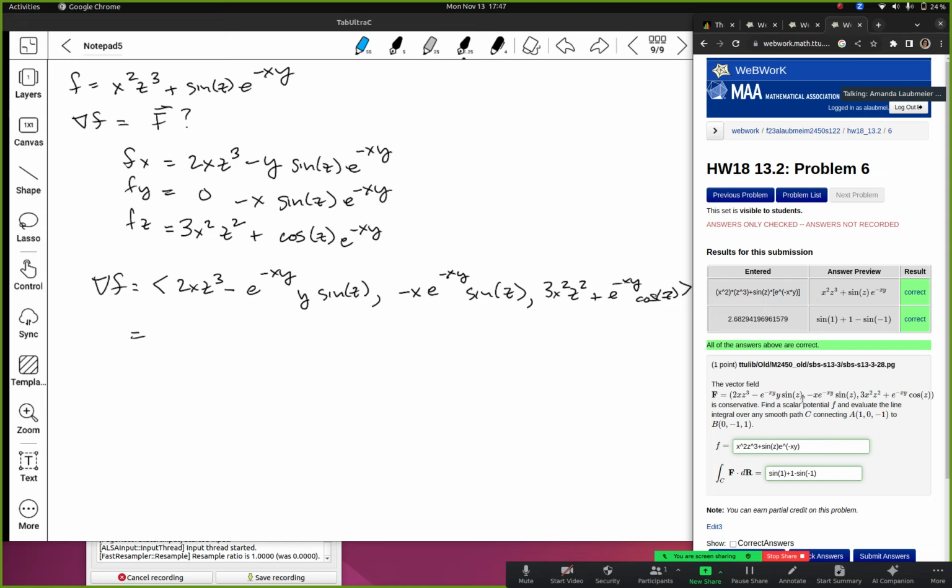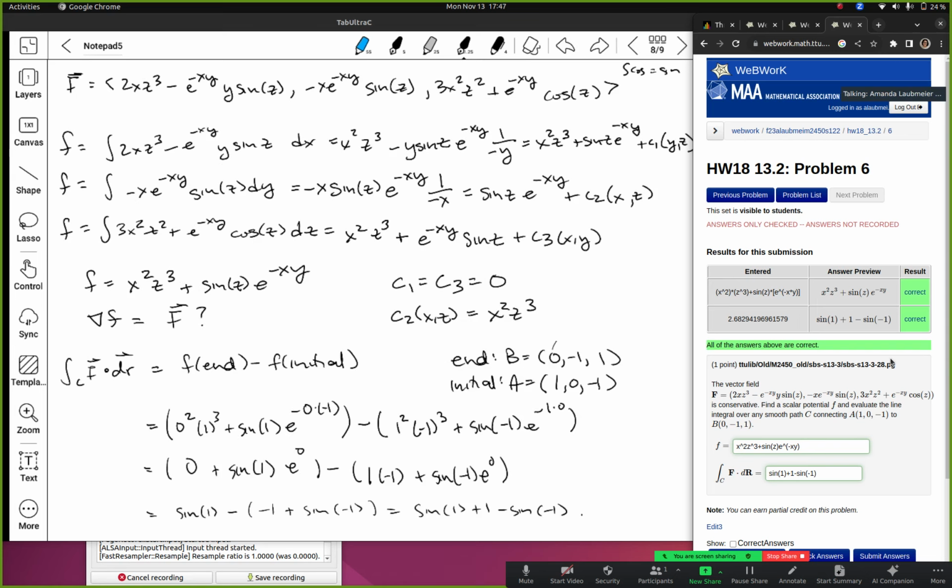And then if you look over here at WebWork, I've rearranged our answer so that it does perfectly match it. So we know that we did find the correct potential function. When we take the gradient, we end up back at the capital F we were given, which is what we want to happen with this type of problem.